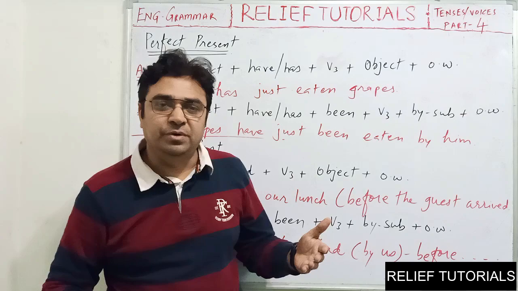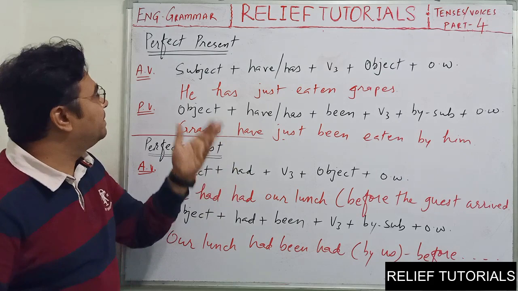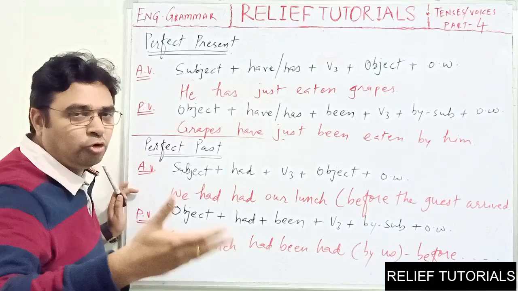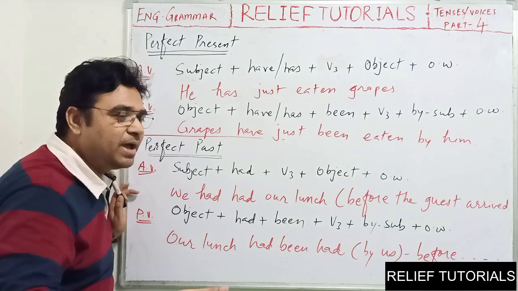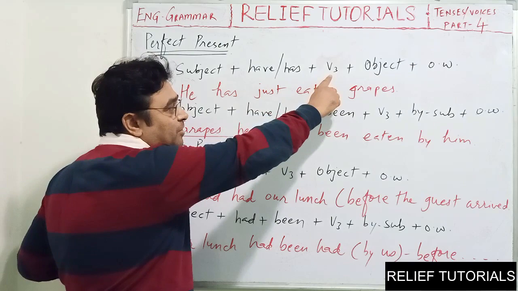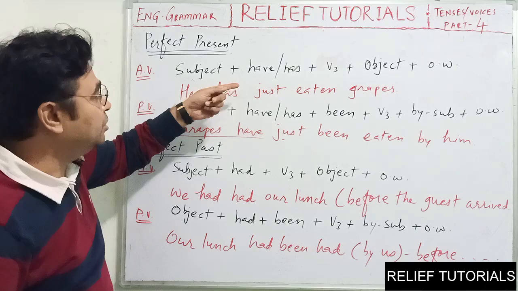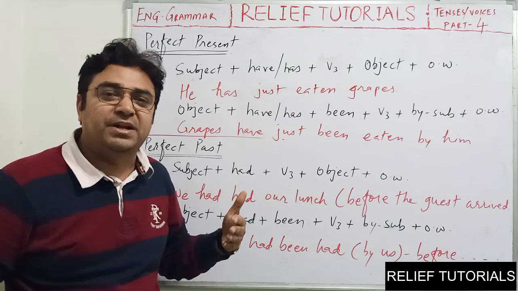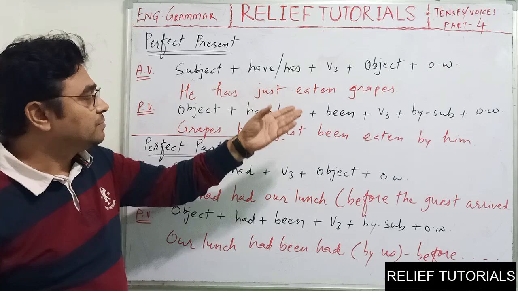This is the structure over here. Subject followed by auxiliary verbs like have or has. I, we, you, or they followed by have. He, she followed by has. Singular noun followed by has. Plural noun followed by have. Then comes the past participle from the verb. See, friend, there is a change now. Just mind well. Earlier we had V3 only in the passive voice. Now in perfect tenses we have the past participle form in both the voices, active voice as well as passive voice. So the past participle of the verb, that is V3, followed by object and then the other words.